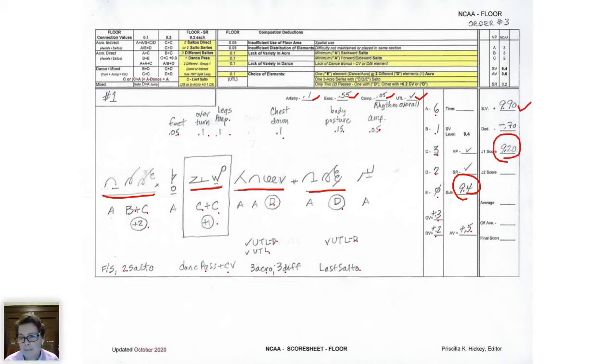Priscilla, she does not get the extra 1/10 bonus because although she did a D in her last pass, it was not a double salto. Yes. So right here, she did a D. It was in her last pass, but it was not a double back. It was a Rudy. So she does not get the 1/10. That's correct.